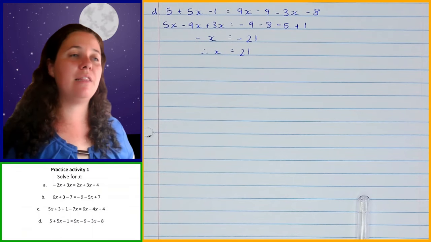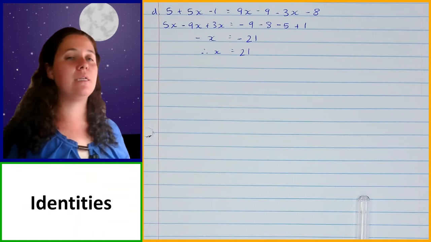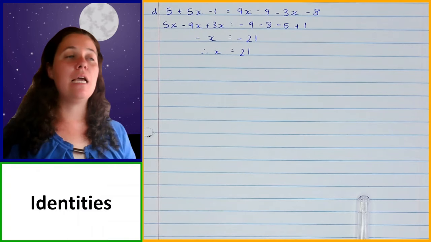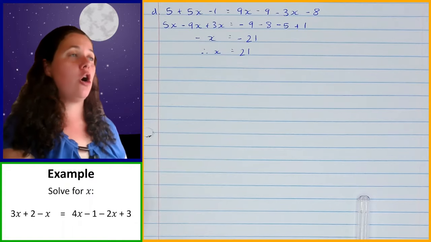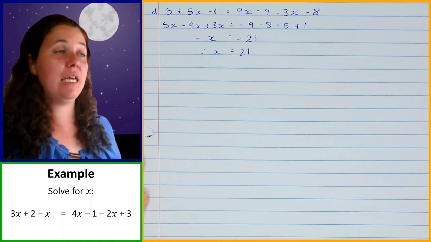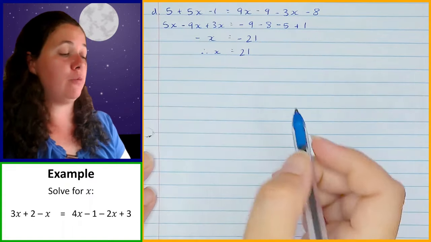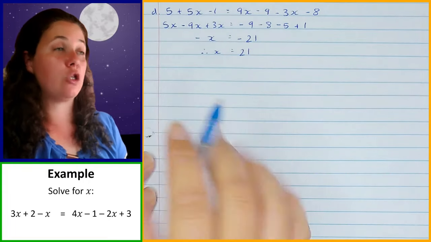Now there are a couple of other things I need to show you. The first is called identities. This is a special kind of equation that we can get. So here's an example of an equation that is actually an identity, and I'm going to explain what that means soon. But first, let's have a look at what happens when we solve this equation.